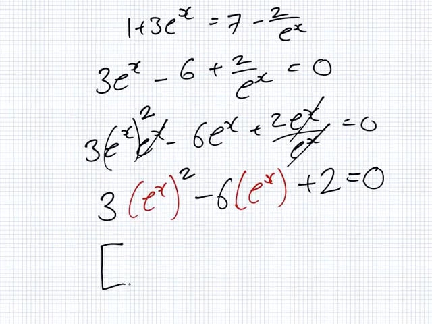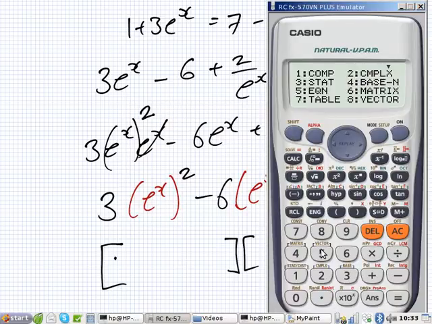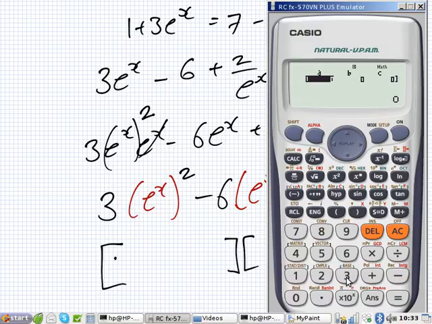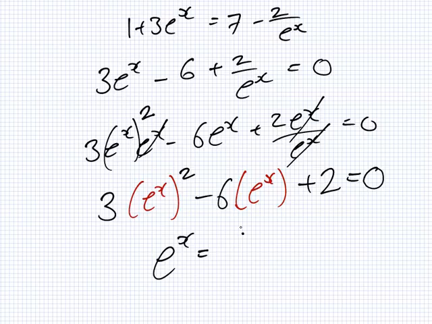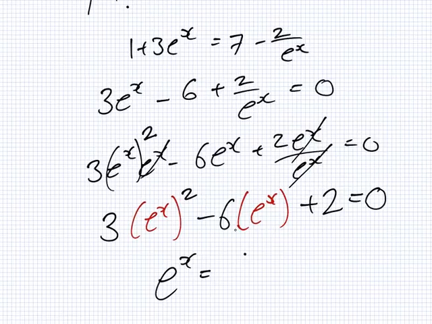Does it have factors? Let's find out. I don't know if it does actually. What am I doing? I can be lazy. Mode 5: 3, minus 6 and 2. No, it doesn't have factors. So you would have to use the formula here. e^x equals... Question. Yes. Can we not use ln to remove the e^x? No, we cannot. There's no point we could use it yet.